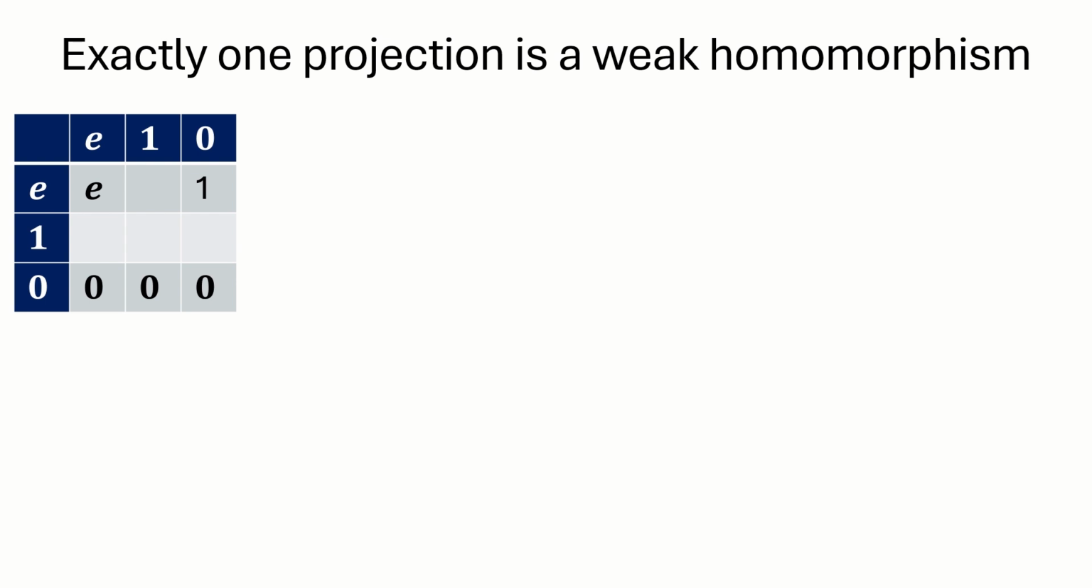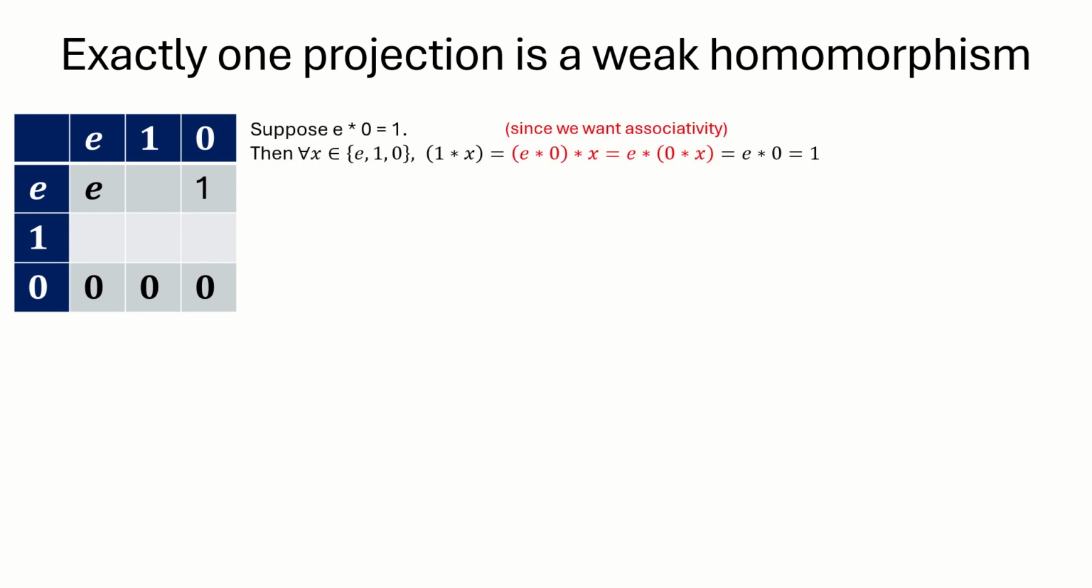Suppose the top cell of the rightmost column is 1. Since this means e times 0 is 1, then if x is any of e, 1, or 0, we get that 1 times x equals 1, so the entire second row must be 1s. We can say this because we want associativity, and because we want associativity, we can also say that e times 1 must equal 1. It can be checked from the table that this product is indeed associative.